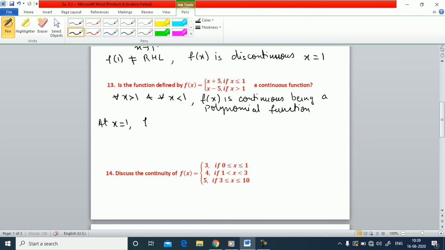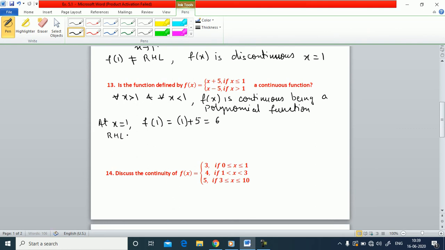See, f(1): when x is equal to 1, the function is to be treated as x plus 5. So f(1) will be 1 plus 5, that comes out to be 6.